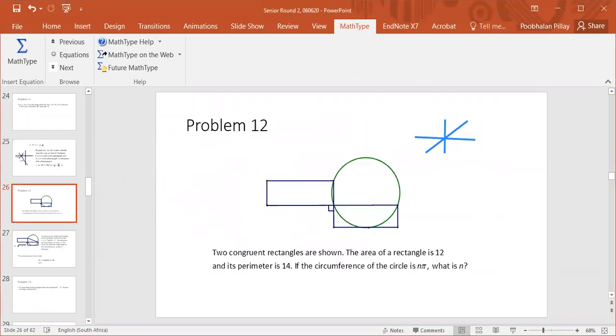Okay. Now this problem here, you got two congruent rectangles. That means these two rectangles are exactly the same, with same length and same breadth. They are shown here. The area of the rectangle is 12. You know the formula for the area, it's length times breadth, and its perimeter is 14. It means if you traverse the entire boundary, you're going to get 14. So they tell you the circumference of the circle is n times pi. The question is, what is n?